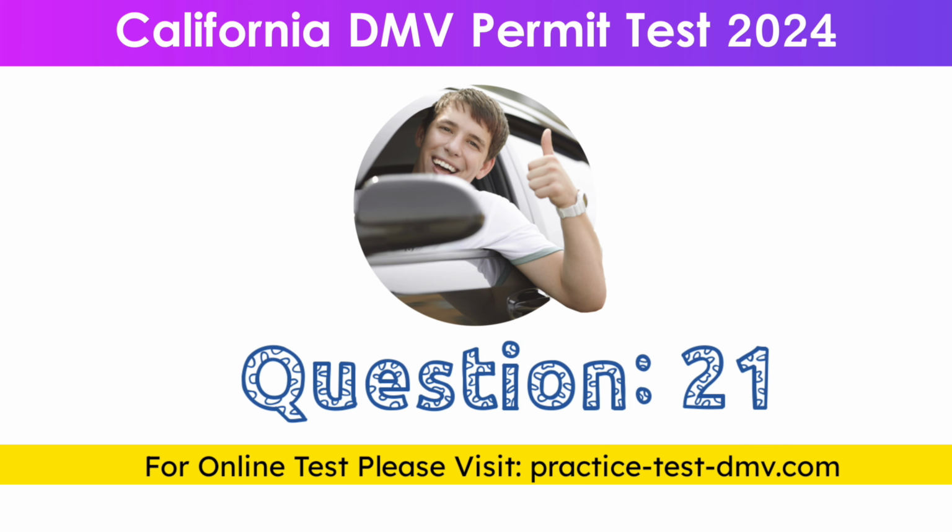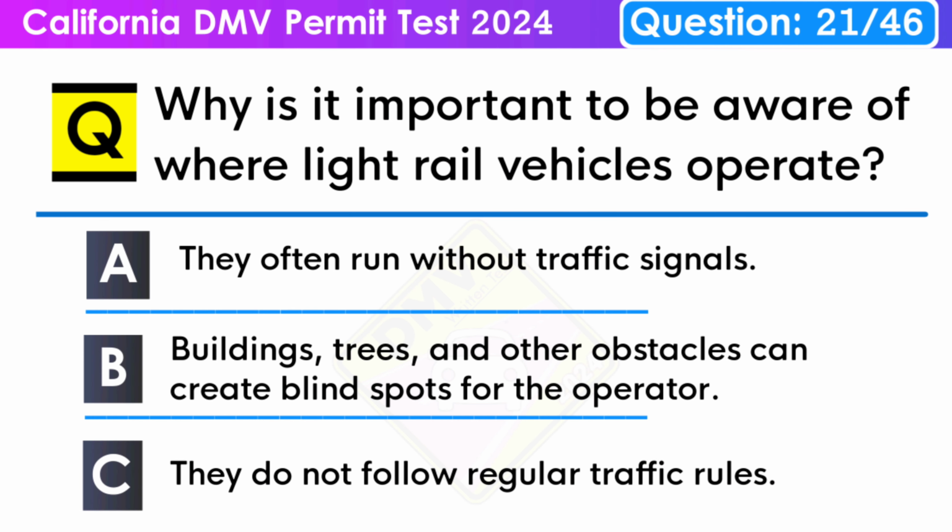Question 21. Why is it important to be aware of where light rail vehicles operate? A. They often run without traffic signals. B. Buildings, trees, and other obstacles can create blind spots for the operator. C. They do not follow regular traffic rules. Correct answer: B. Buildings, trees, and other obstacles can create blind spots for the operator. It is important to be aware of where light rail vehicles operate because obstacles like buildings, trees, and other structures can create blind spots for the operator, increasing the risk of collisions if drivers are not cautious.